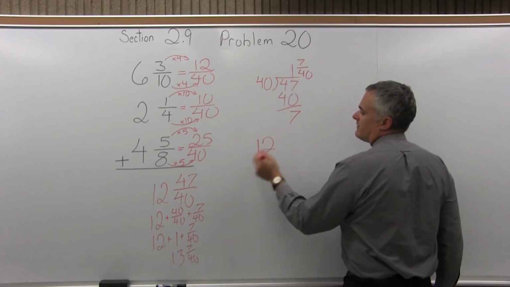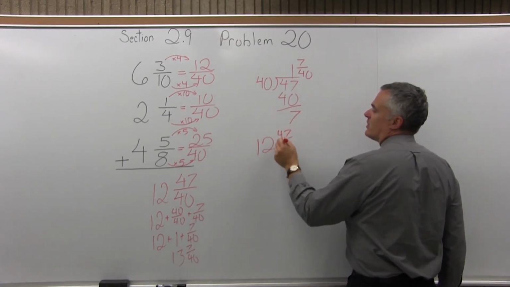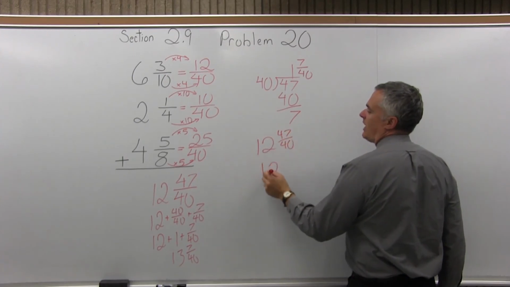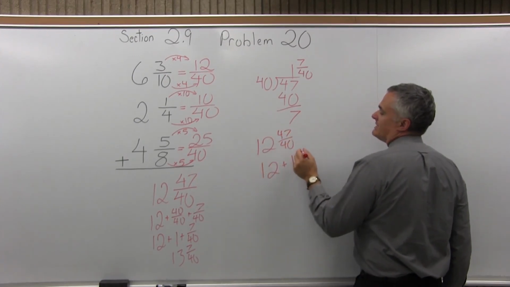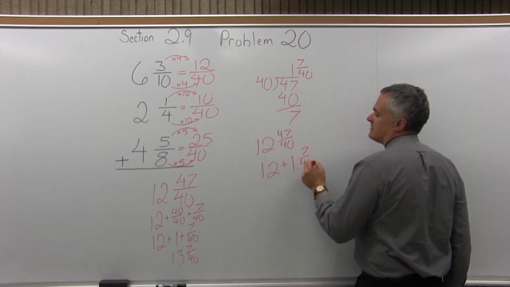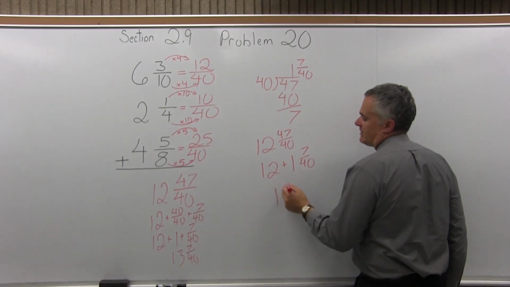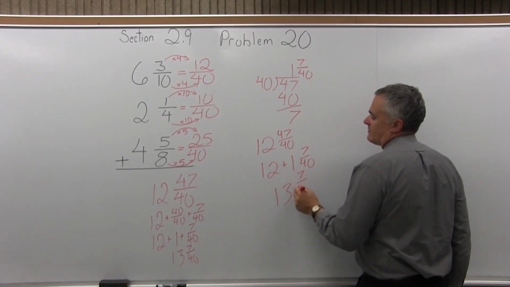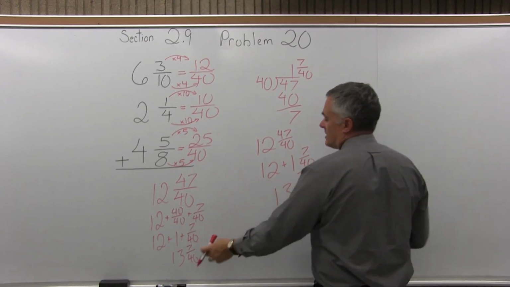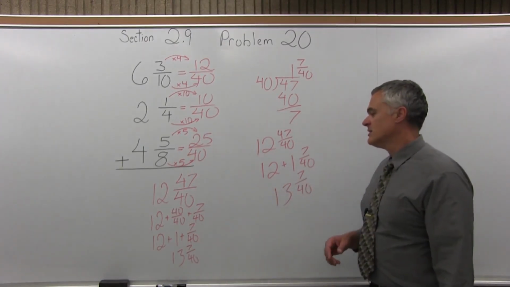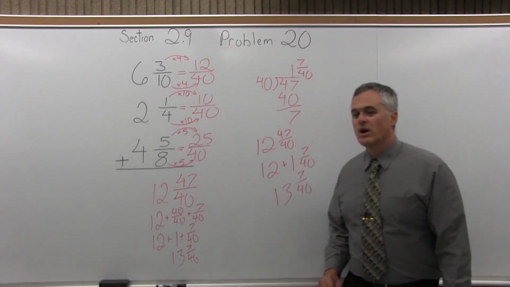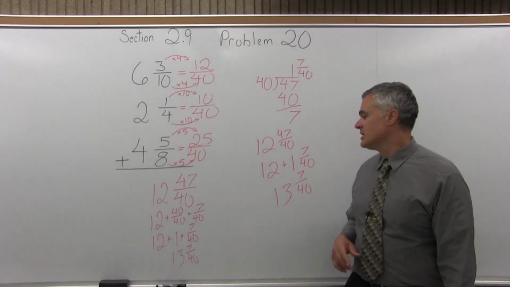So 12 and 47/40 is the same as 12 and 1 and 7/40. The 12 and 1 I can combine, make 13 and 7/40. So I get the same answer, 13 and 7/40. One way is a little less work if you see it. If not, you get the same answer.